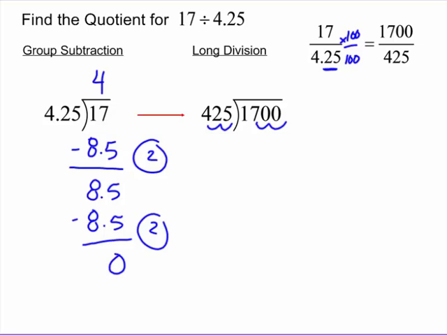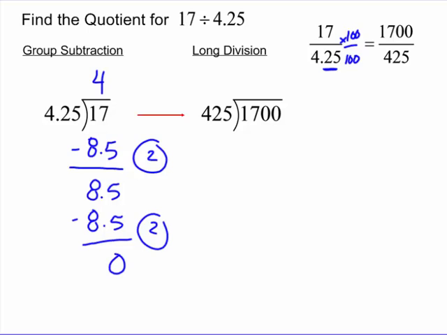So if the decimal places cause us some panic, we have a strategy that we can use to manipulate or change the problem to remove those decimal places. And then it's just like all the other long division group subtraction problems we've done. So if I look at this, I'm going to do this with group subtraction because I think it's going to be easier to see.